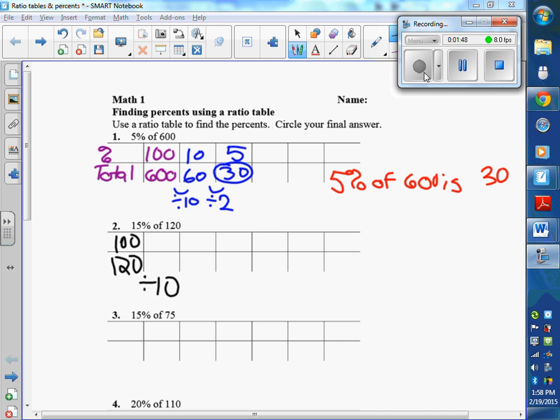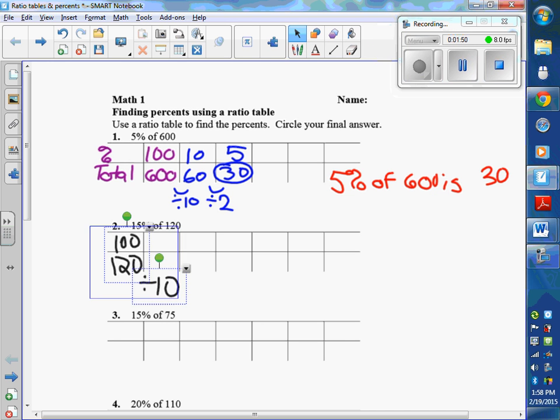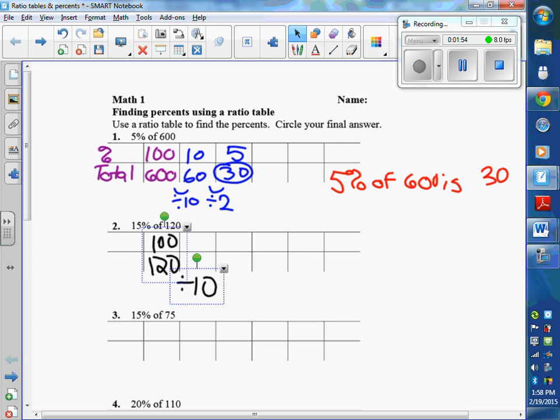When you guys use tables, because they're used for so many different things, put your labels in. Right? So we really want to have on each one of these tables what we're talking about. The top row is our percents. The bottom row is the total, whatever that percent totals. So she divided by 10.